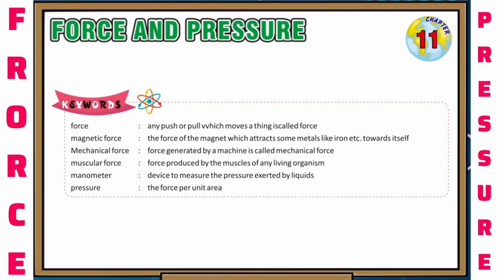Any push or pull which moves a thing is called force. Magnetic force: the force of a magnet which attracts some metals like iron towards itself. Next is mechanical force. Force generated by a machine is called mechanical force. And then we'll see muscular force, force produced by the muscles of any living organism. And next is a manometer, a device to measure the pressure exerted by liquid. And next is pressure, the force per unit area.